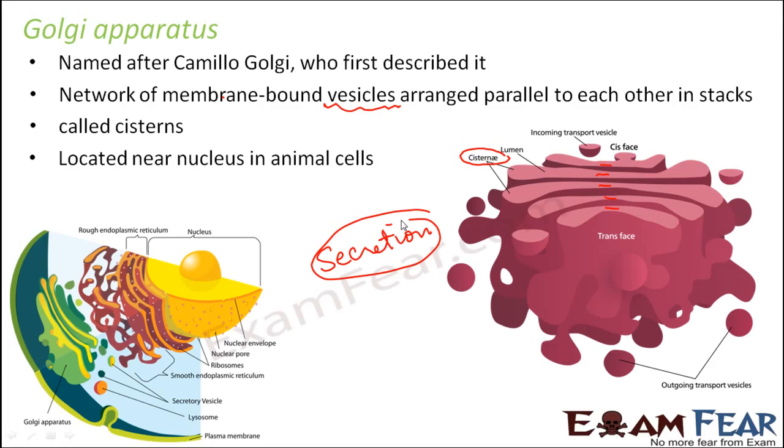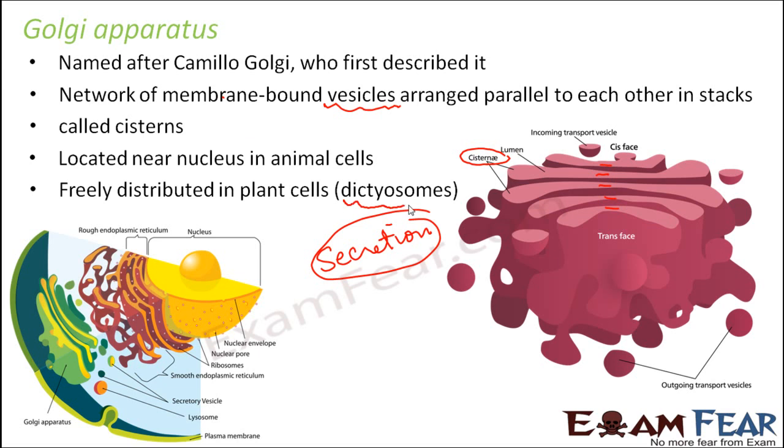Now in plants also, these Golgi bodies are present in both plants as well as animals. In plants, the way they are arranged is a little different, and that is why they are often termed as dictyosomes in plants. They are freely distributed in plants, and that is why they are often known as dictyosomes. That is a different name for Golgi bodies in plants.